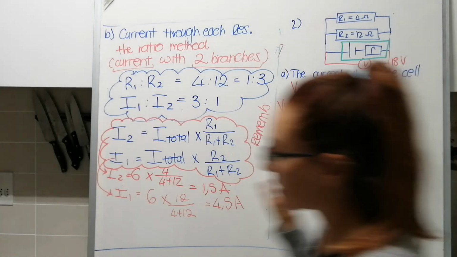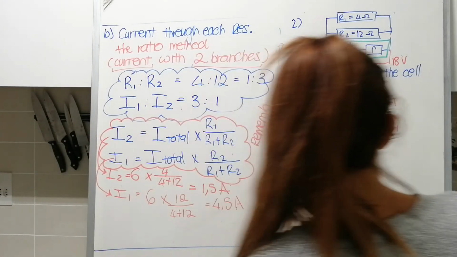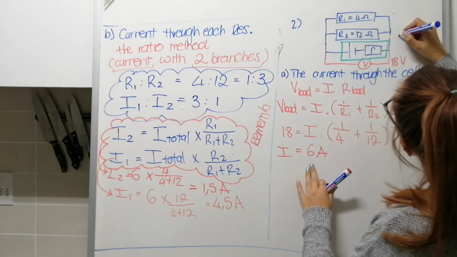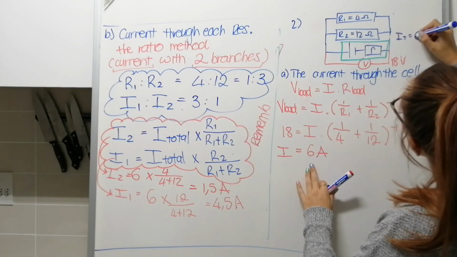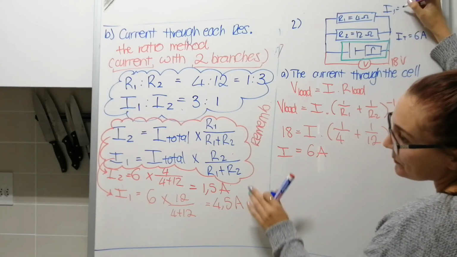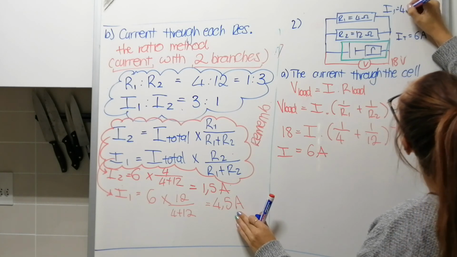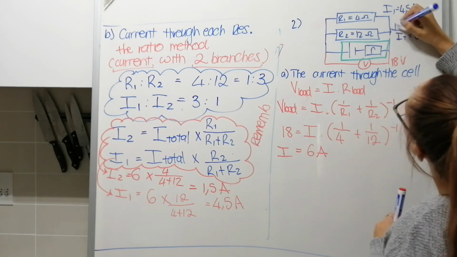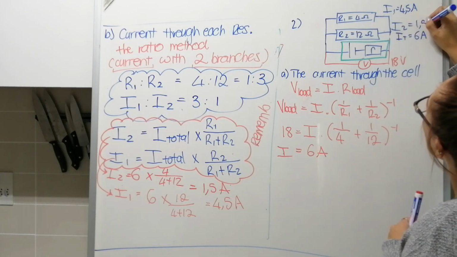I'm going to have to erase this, so let me just write down what our currents were. I total is 6 amps. The current in branch 1 was 4.5 amps, and the current in branch 2 is 1.5 amps.